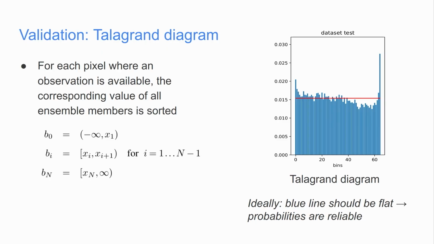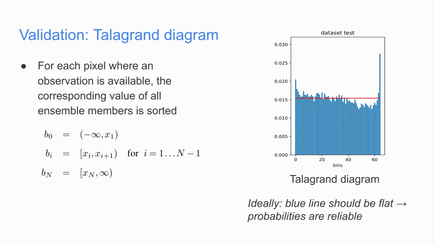So the talagrand diagram is a bit mathematical, but there is a graphical representation. If you have a flat talagrand diagram, so if all these blue arrows are the same height, it means that your probabilities are perfectly reliable. And here we are not actually too far away from it. We're quite happy about it.